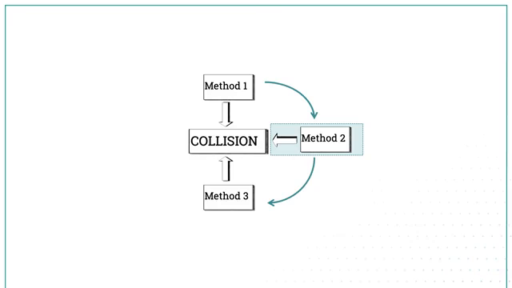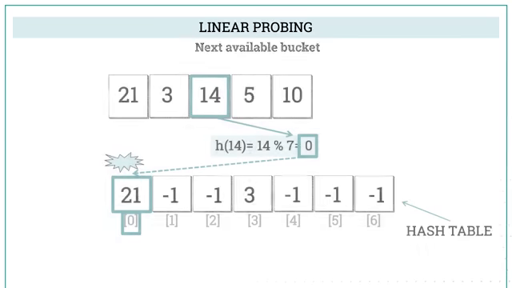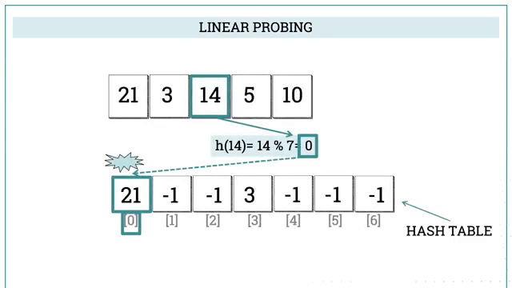Now, let's move on to the next collision resolution method, linear probing. This method searches for the next available bucket to store the number in collision. Let's go back to our example, where number 14 is colliding with number 21 in bucket 0 of the hash table. If linear probing is used as a collision resolution method, then the next bucket in the hash table is probed. If it's available, the colliding number is stored there.